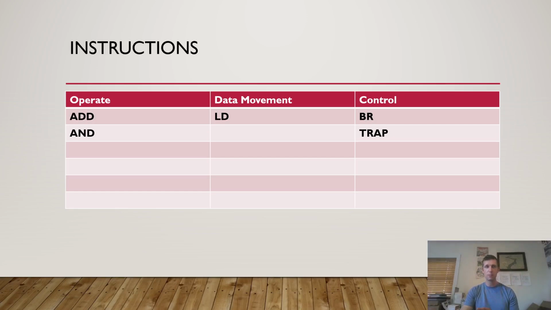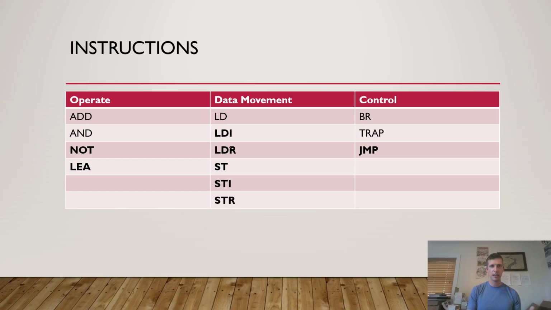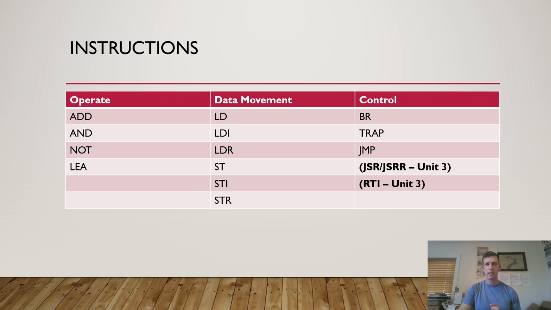Our goal today is to introduce you to these 8 instructions: LEA, which stands for load effective address, LDI, which is load indirect, LDR, which is load register, a store equivalent of each of the load instructions, and the jump instruction. The last 2 instructions in the LC3 ISA are JSR, which stands for Jump Service Routine, and RTI, Return from Interrupt.